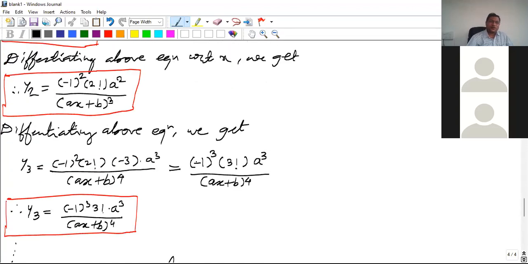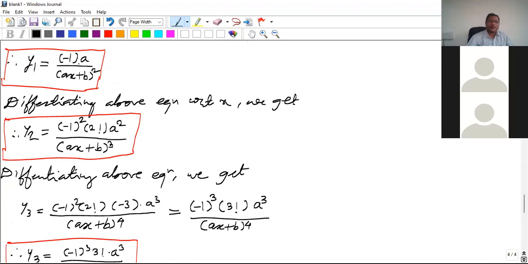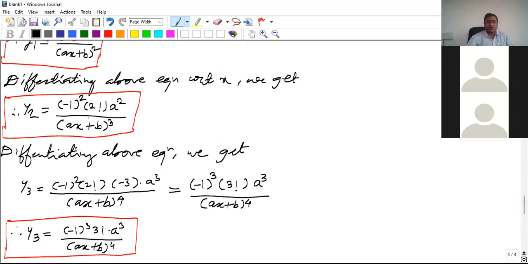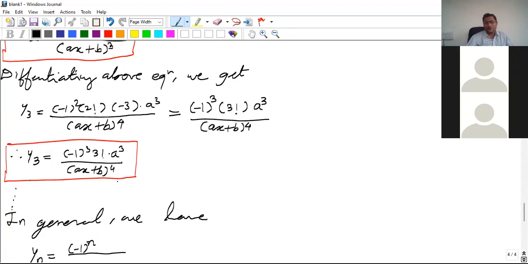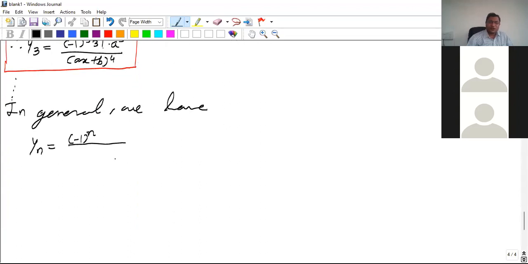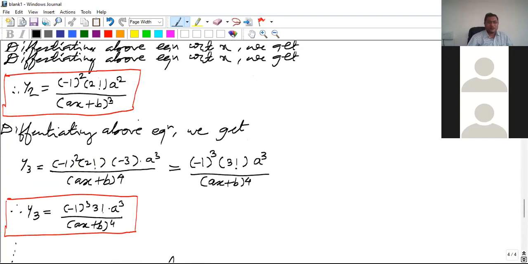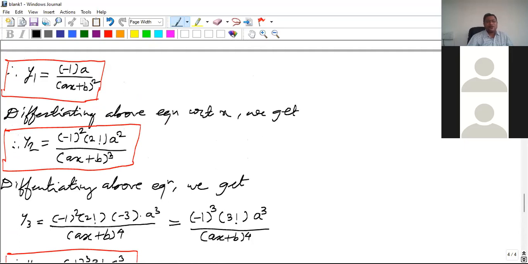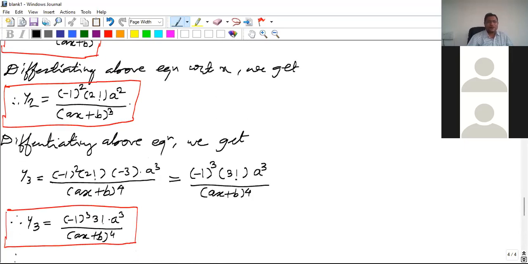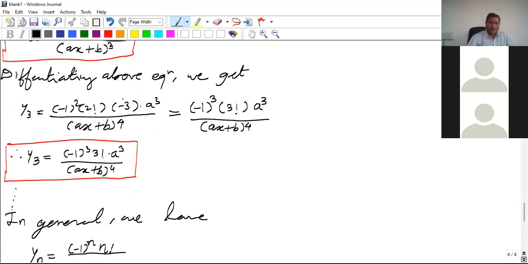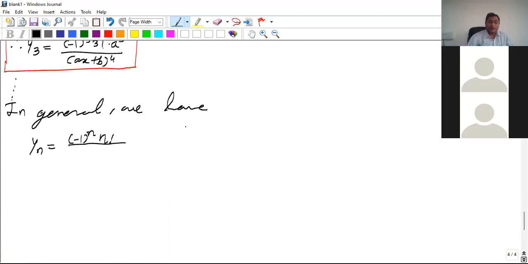Okay, so when we consider the first derivative, we have 1 here, which is the same as 1 factorial. For the second derivative, we got 2 factorial. For the third derivative, we got 3 factorial. For the nth derivative, what we'll get is n factorial. Then for the first derivative, we got a. For the second derivative, we got a square. For the third, a cube. And hence, for the nth derivative, we'll have a raised to n.